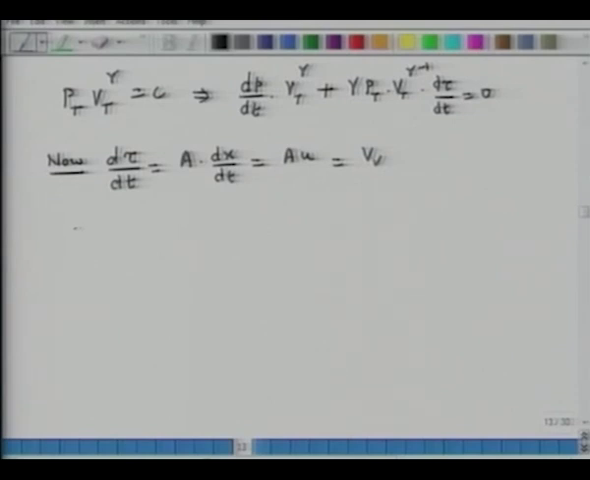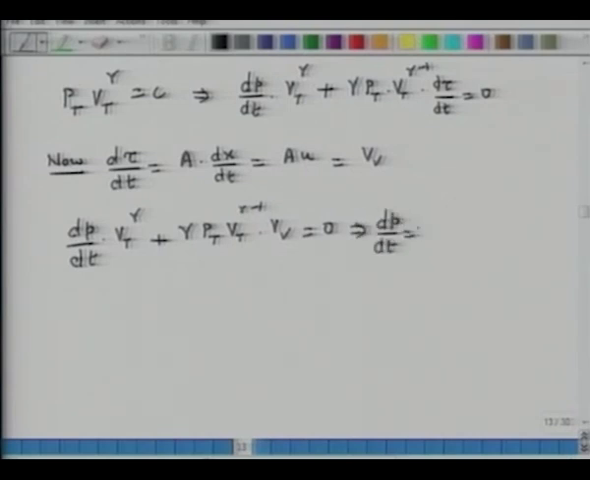So we get dP over dt times V_T to the power of gamma plus gamma P_T V_T to the power of gamma minus 1 times the volume velocity equals 0. If I solve for dP over dt, I get minus gamma P_T over V_T times the volume velocity.